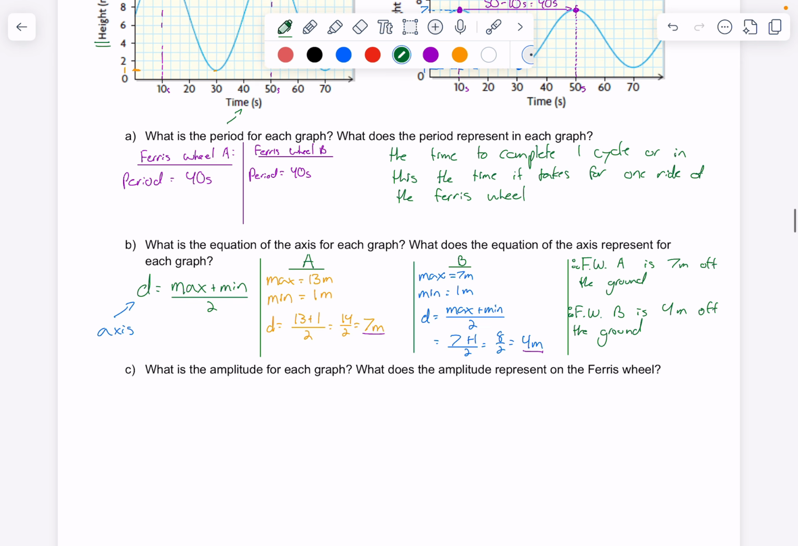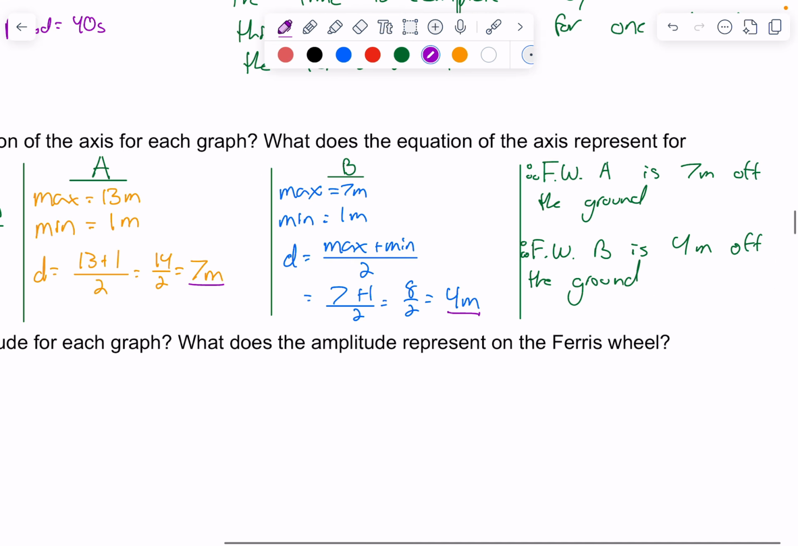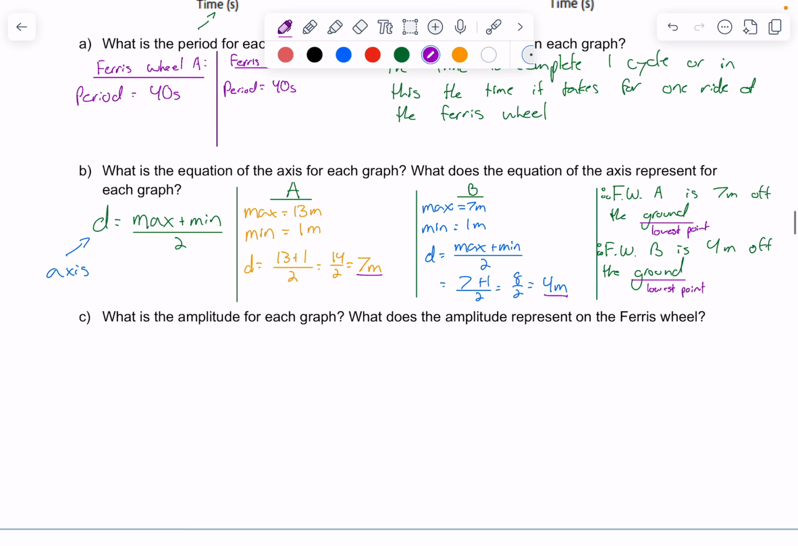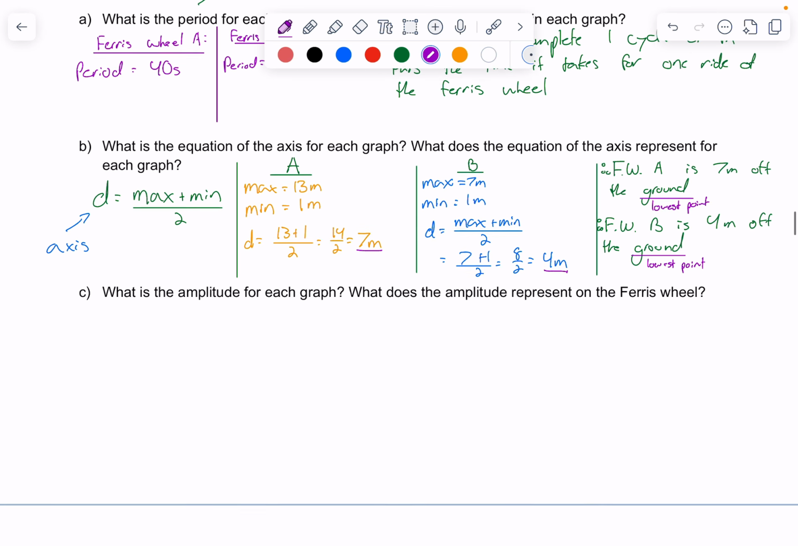So what is the amplitude for each graph? Well, I say ground, by the way. Let me actually check, because I just thought about this as I was reading this problem. This is 7 meters off from your lowest point, whatever you defined the 0 point to be, okay? So if you defined the 0 point to be the ground or the minimum, it's just the lowest point. So it's 4 meters off the lowest point, and 7 meters off the lowest point.